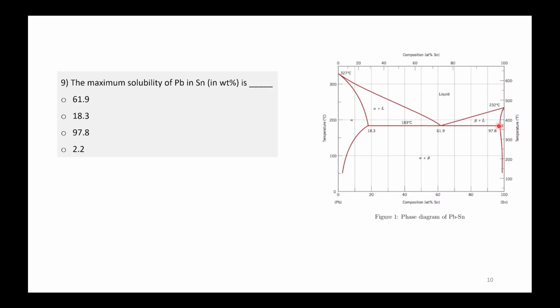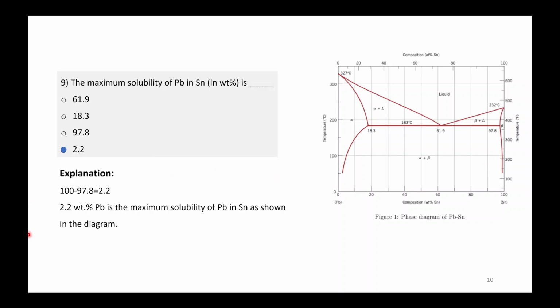then it will be here in beta. So this is 97.8. So here you will have to subtract it from 100 to get the amount of lead. By taking 100 minus 97.8, it will be 2.2. So this will be your maximum solubility of lead in tin as shown in the diagram.